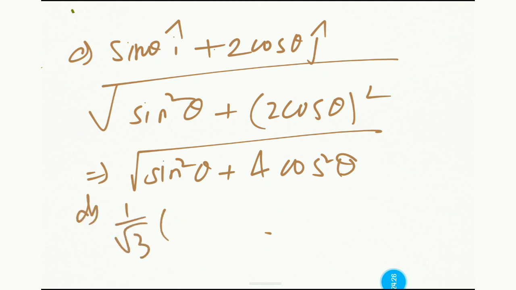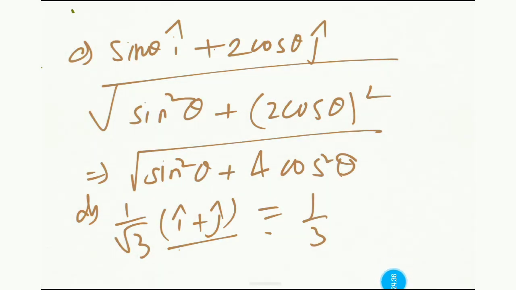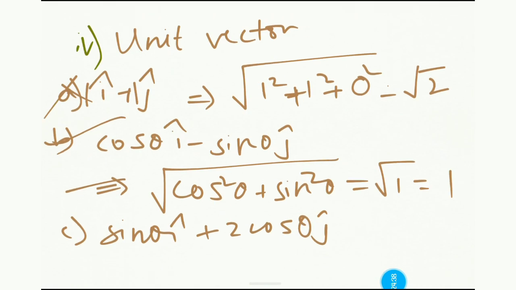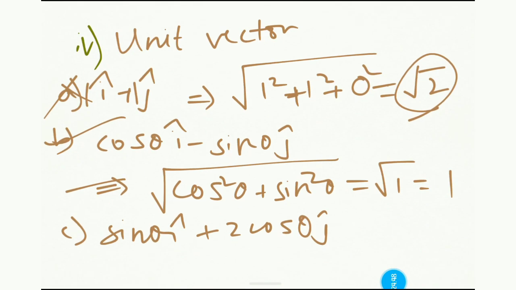Next, D, 1 by root 3 of i cap plus j cap. So 1 by root 3, you need to keep it in that way only. You are supposed to find this magnitude. In the first one only we found, it is root 2 magnitude. So 1 by root 3 into root 2 is root 2 by 3, but it is not a unit vector. So the correct option is B.